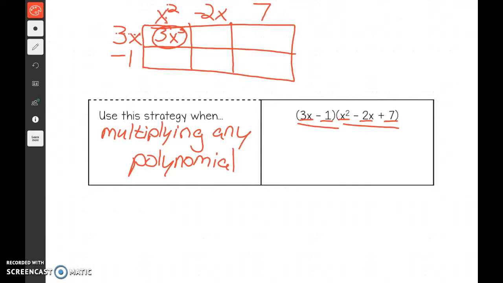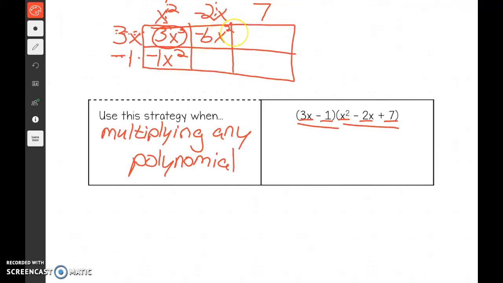And we would do this for everything. Let's go ahead and do the bottom box here. So what's negative 1 times x squared? Negative 1x squared. We'll go ahead and write the 1 in here. Next, we can move over to our next column. So that's going to be 3x times negative 2x. So what's 3x times negative 2x? Negative 6 what?